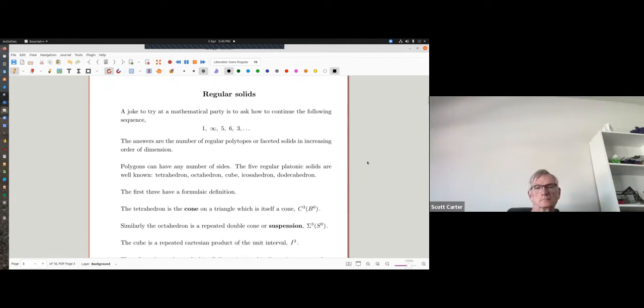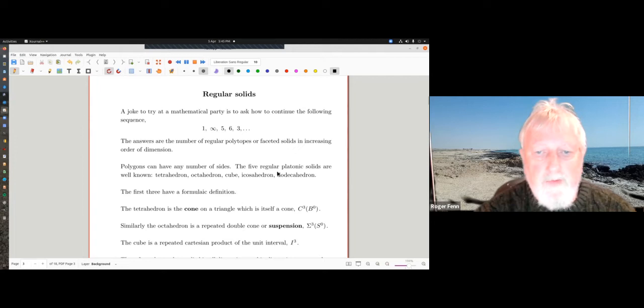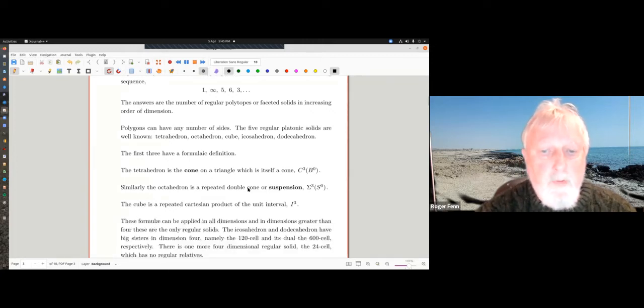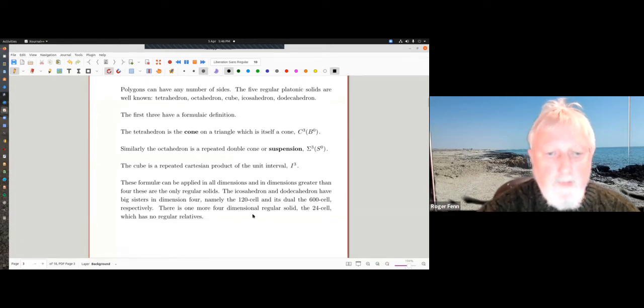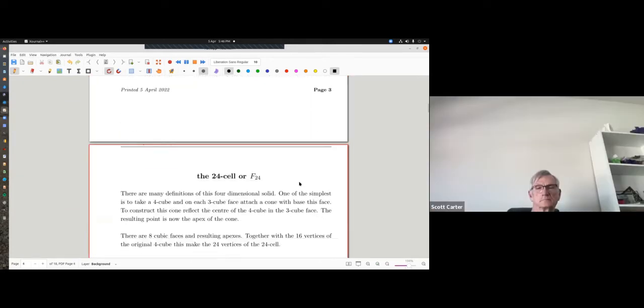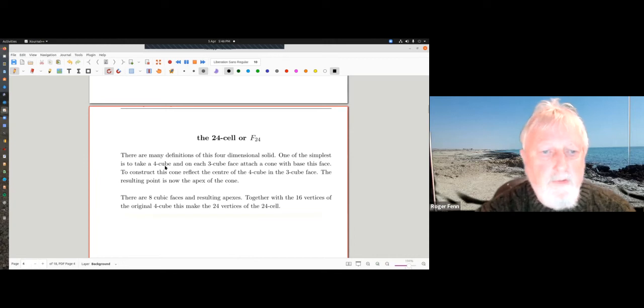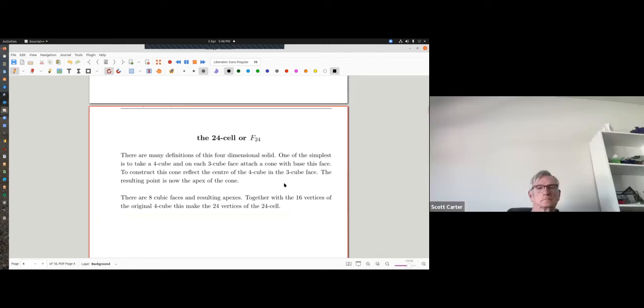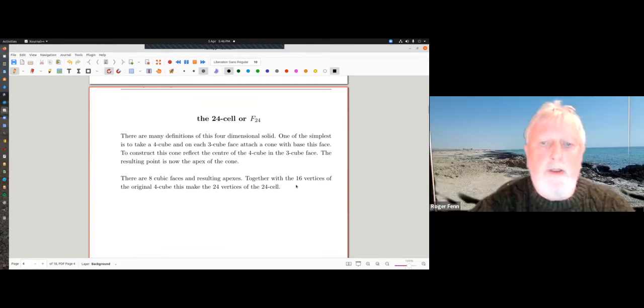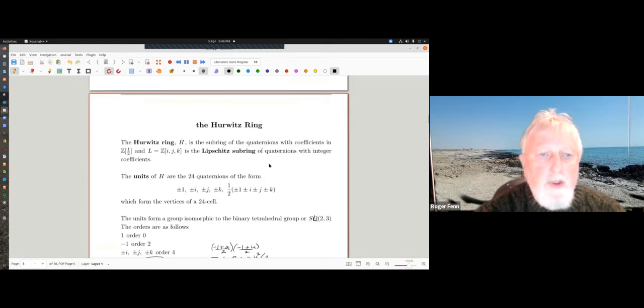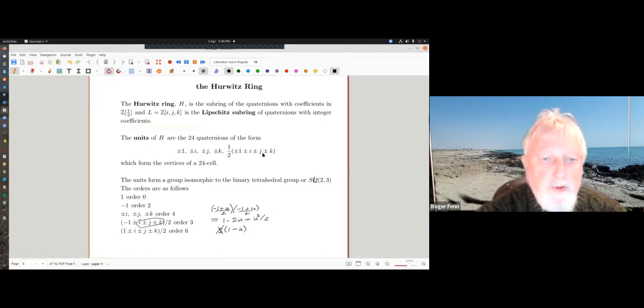Right. Okay, and the 5 regular platonic solids have big sisters in 4 dimensions, but there's one extra one, which is the 24 cell. So it's kind of a regular 4 solid. And how do we construct it? Well, you just take cones on the faces of a 4 cube. Okay. And we can make these vertices of the 4 cube. They correspond to the units of the Hurwitz ring.